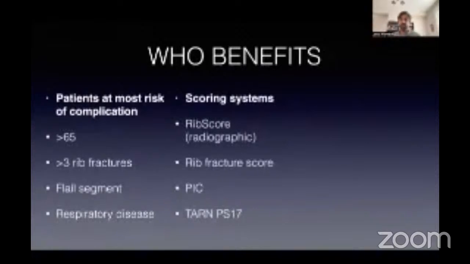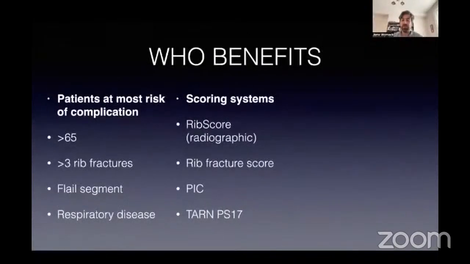There are a number of scoring systems for identifying patients that will benefit from a block. One score is called a rib score. This is actually a radiographical score. What you would do is look at the location, number of ribs, whether there are flail segments or not, and decide who to offer a block to. There's a similar rib fracture score, which looks at numbers and patient factors, age, etc., to decide who are the high-risk patients.